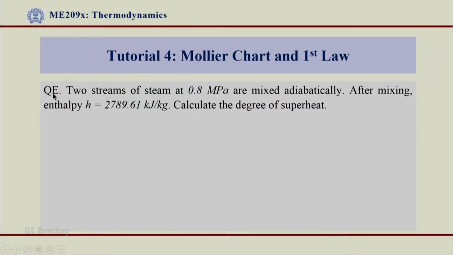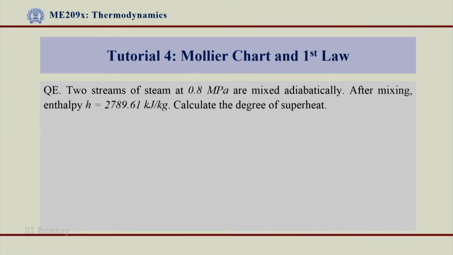So, welcome to tutorial number 4, question E here. Two streams of steam at 0.8 MPa are mixed adiabatically, and after mixing the enthalpy H is equal to 2789.61 kilojoule per kg. Calculate the degree of superheat.